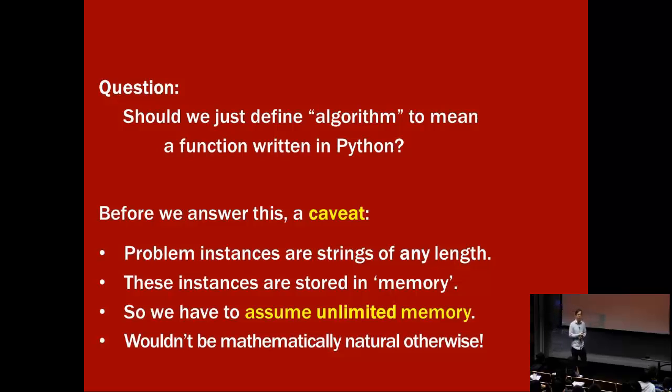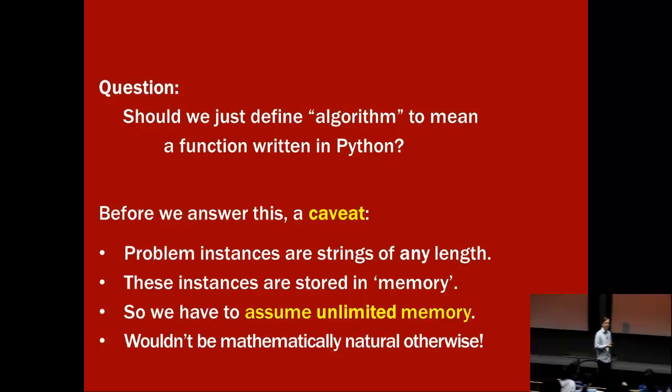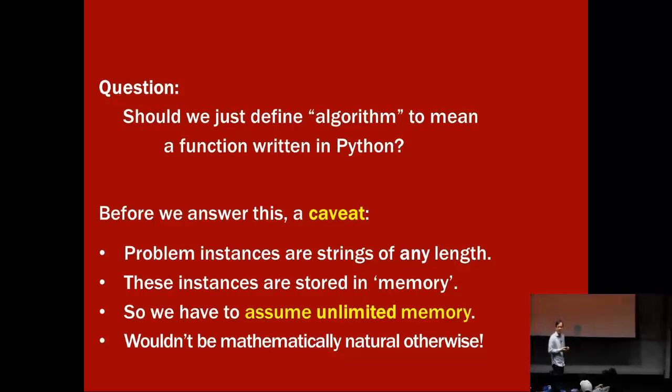Any other comments? If we suddenly decided to break Python, then suddenly we don't have any algorithms. Yeah, if they decided to break Python or somehow it went away, we wouldn't have algorithms anymore. That's true. It's a bit weird to define it by a programming language that happens to be popular now.